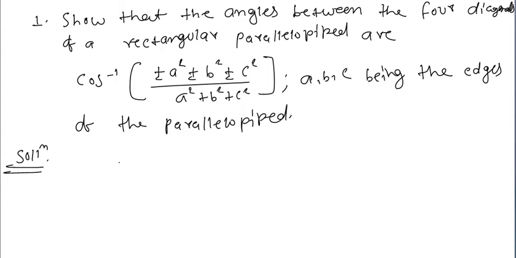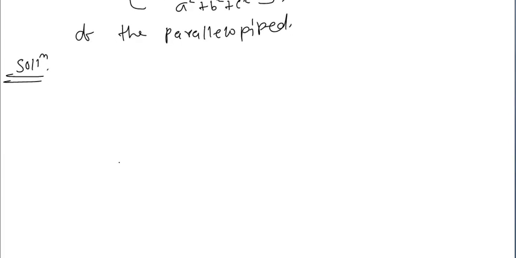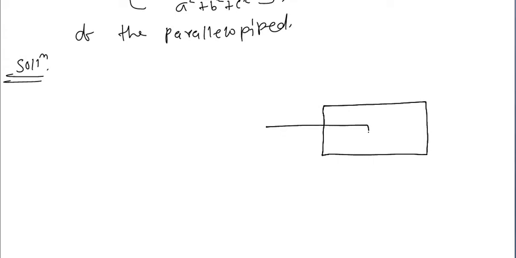Now to solve this problem, first draw the parallelepiped. Let's draw rectangular faces in three-dimensional space. This is one rectangle and this is the second one, and now join them. This is joining here, and this joins this and this.